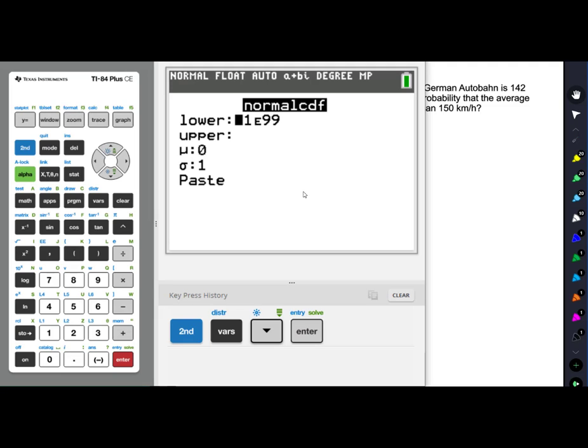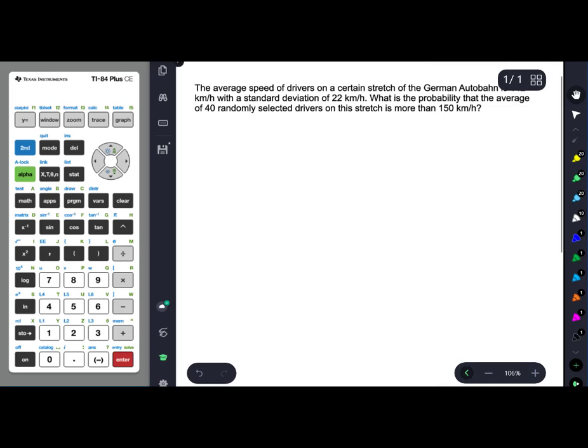The only thing that changes is that the standard deviation either needs to be calculated ahead of time or you need to enter it as an operation. I'll show you what I mean. I think entering it as an operation is the easiest thing. But let's look at an example problem.